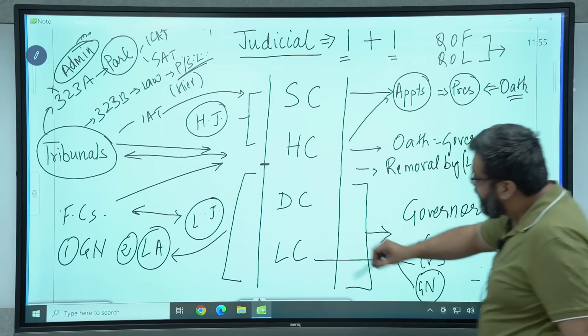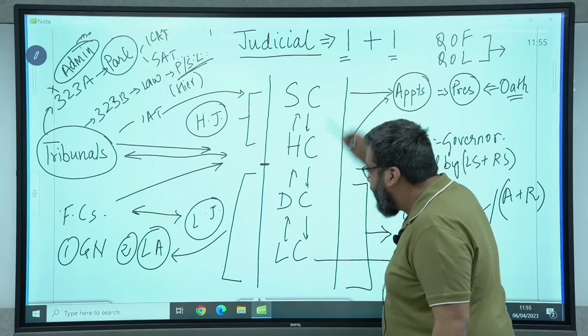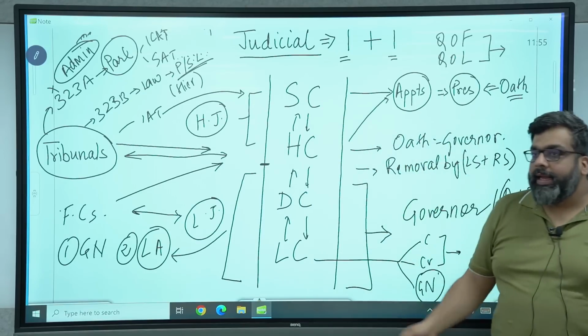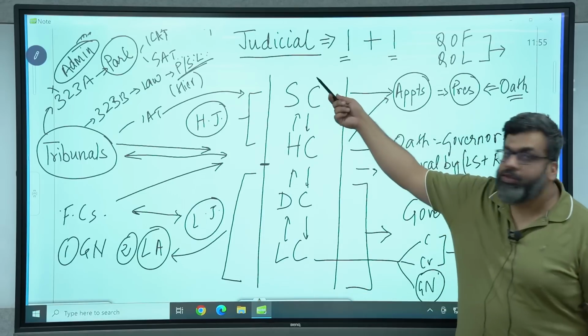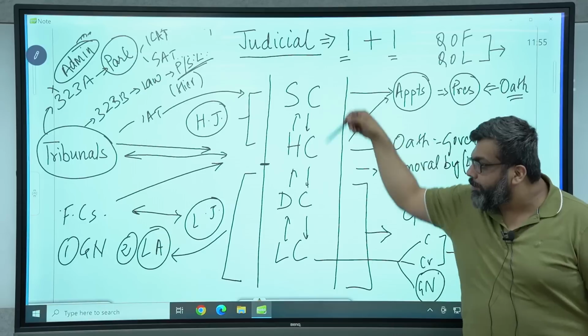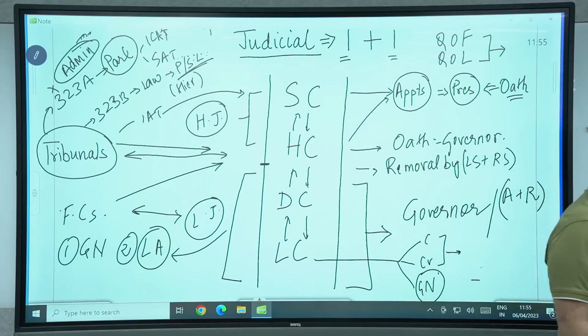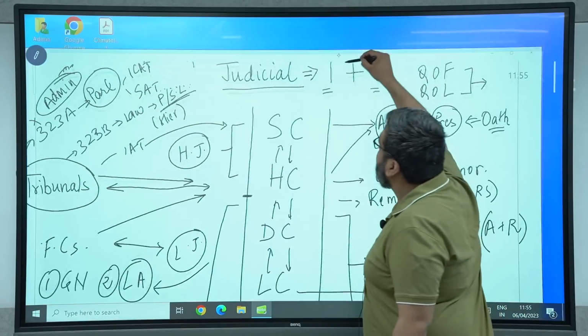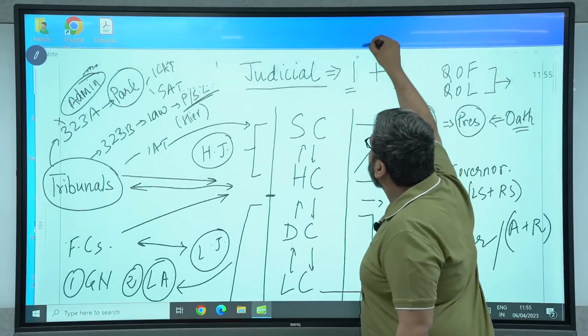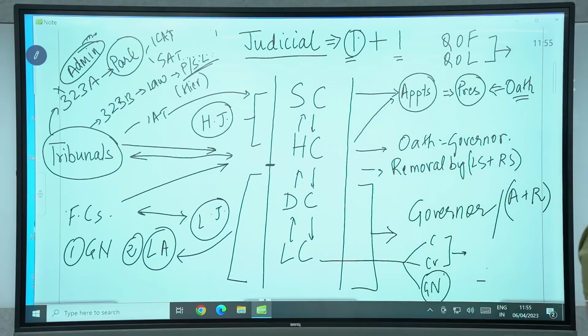So this communication back and forth, cases on appeal from lower courts to higher courts, and cases and judgments of higher courts being applicable to lower courts, this makes the Indian judiciary integrated. Clear? Bas?